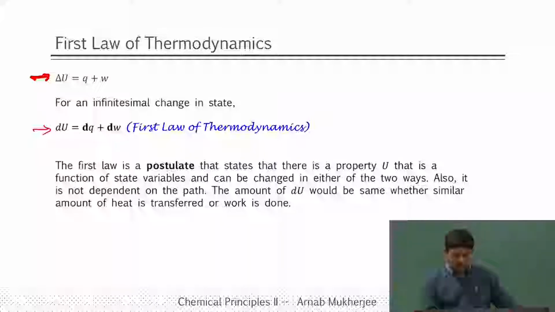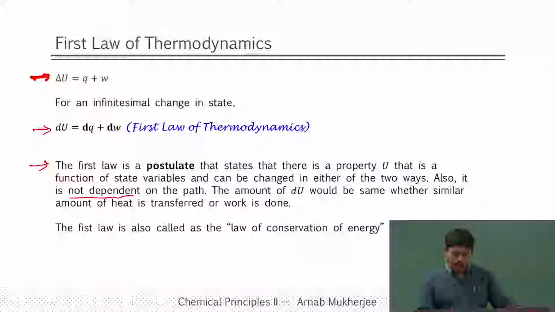Now, we already mentioned that the first law is a postulate that states that the property U is a function of state variables that can be changed in either of two ways, and also that it is independent of path. It is not dependent on path. What it means will become clear today, but remember that as a postulate, we are taking that to be a state function.